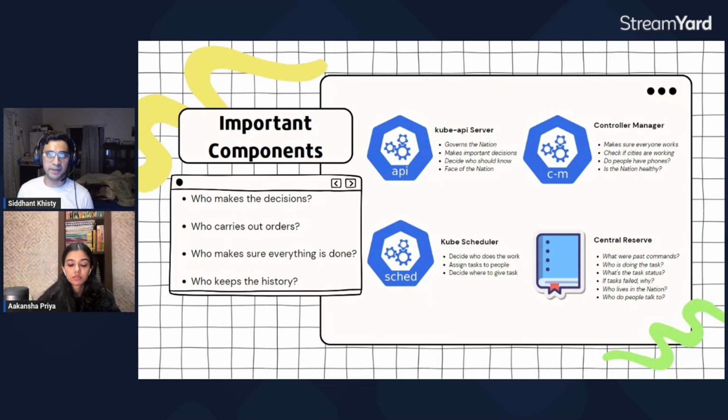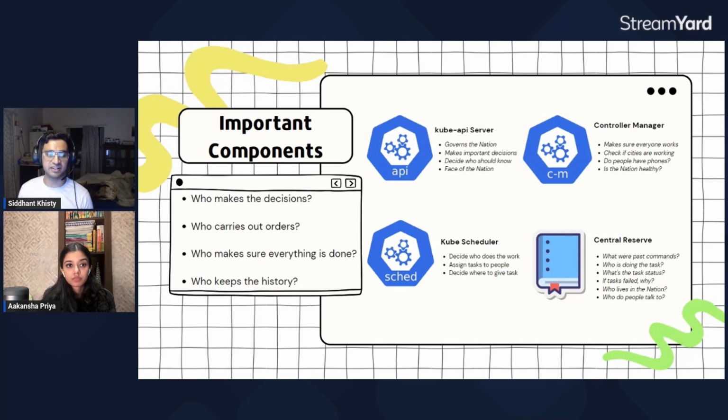The scheduler basically decides what actions to take and where to take them. For example, if I want to run some action in the Park City node, the kube scheduler will instruct the components within the Park City node to do it there. The scheduler makes sure that the actions are not executed in some other city, right?